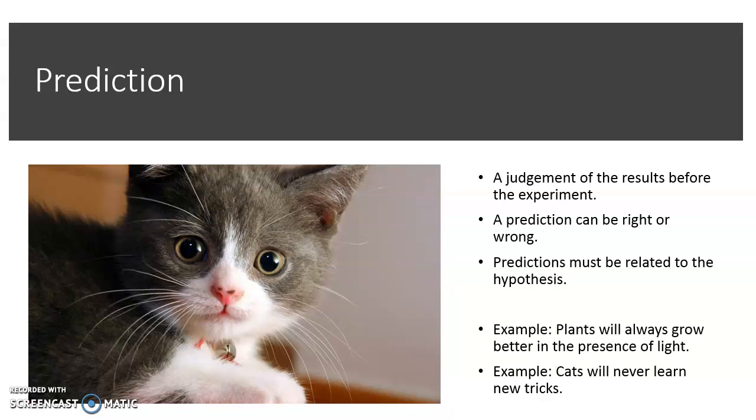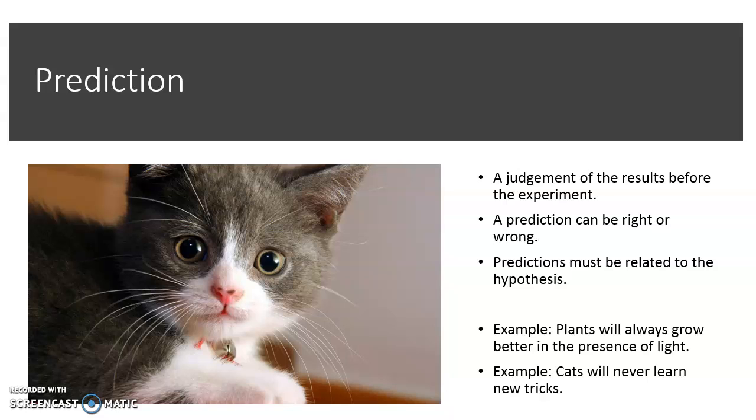So a prediction. Our prediction is a judgment of the results based on the experiment. A prediction can be right or wrong, and they must be related to the hypothesis. So, an example would be, plants will always grow better in the presence of light. Cats will never learn new tricks. And so, we would have to conduct many experiments to see if this is true.